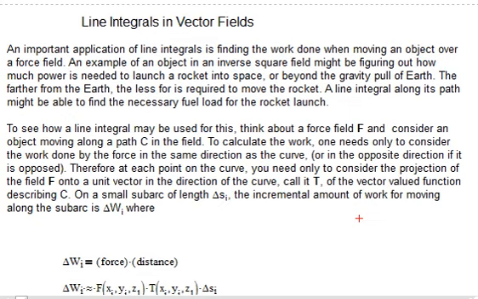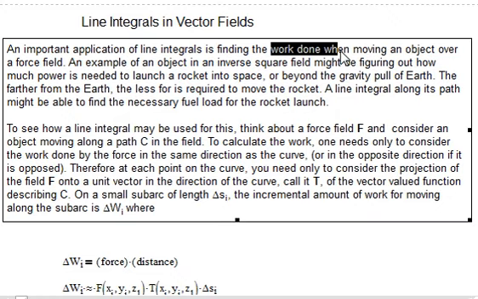So, line integrals in vector fields. An important application of line integrals is finding, as I said before, work done when moving an object over a force field along some curve C.